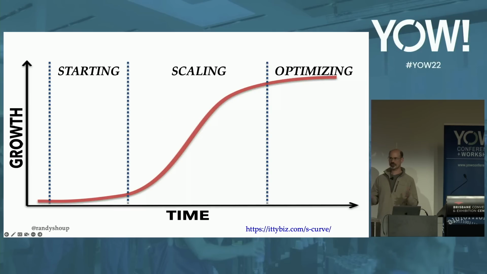So the structure of this talk is about the different phases of companies and products. I think all products go through this S-curve, and we're going to notice that there are different architectures that are appropriate at different levels and different scales of the company.